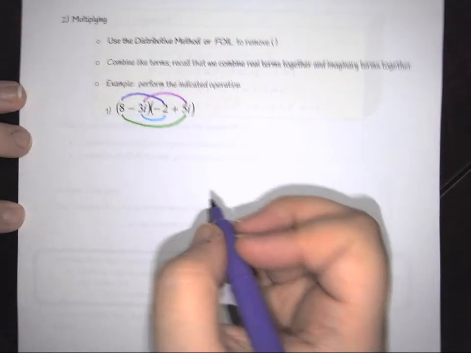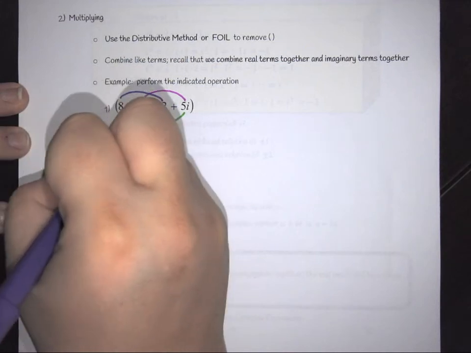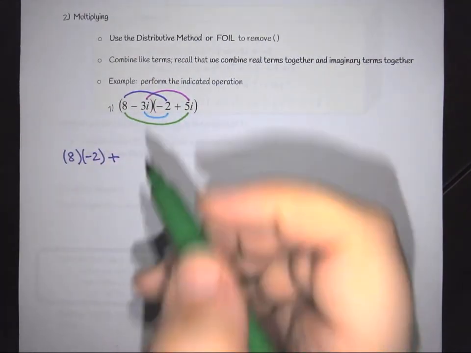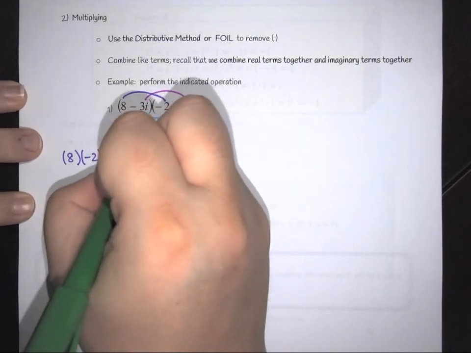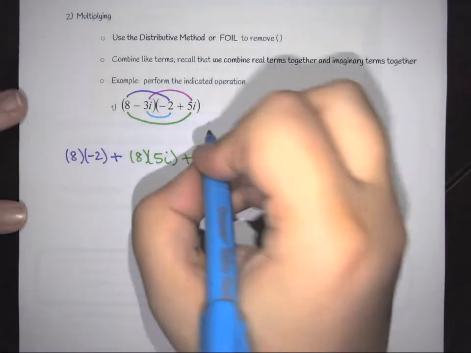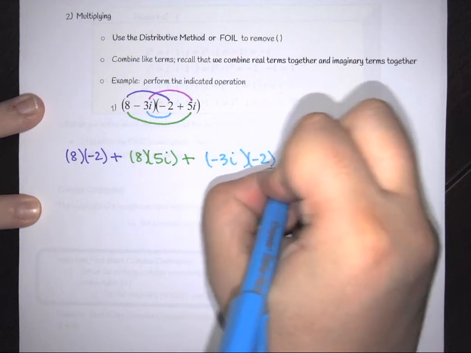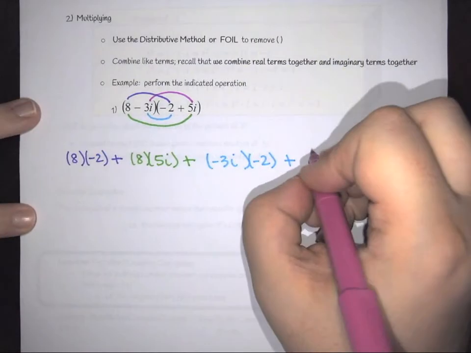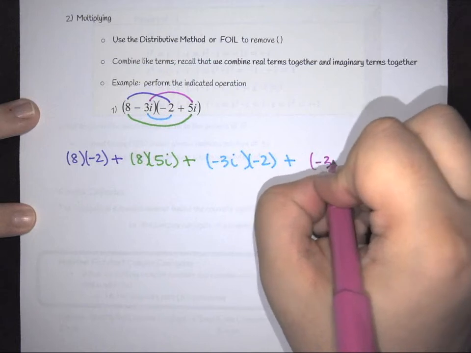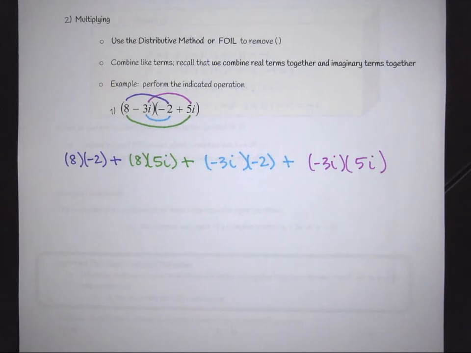First says first two terms. So this is going to be 8 times a negative 2. We're going to add that to the next. Next is outer. Outer says I have 8 times 5i. I have to add that to my next, which says inner. Negative 3i times a negative 2, and add it to the last one, which is obviously last. Negative 3i times 5i. Once we do that, we are then going to combine our terms and simplify as far as we can go.